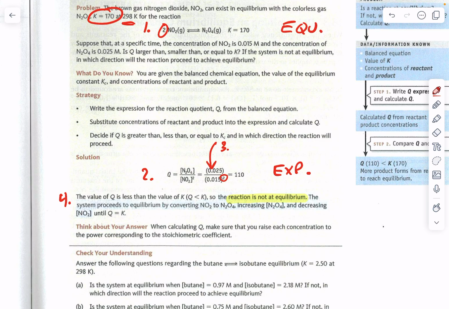that my value of Q is smaller than my value of K, and therefore I'm not at equilibrium, point number 1. And number 2, in order to get to equilibrium, I need more products, I need less reactants, so the reaction is going to go to the right.